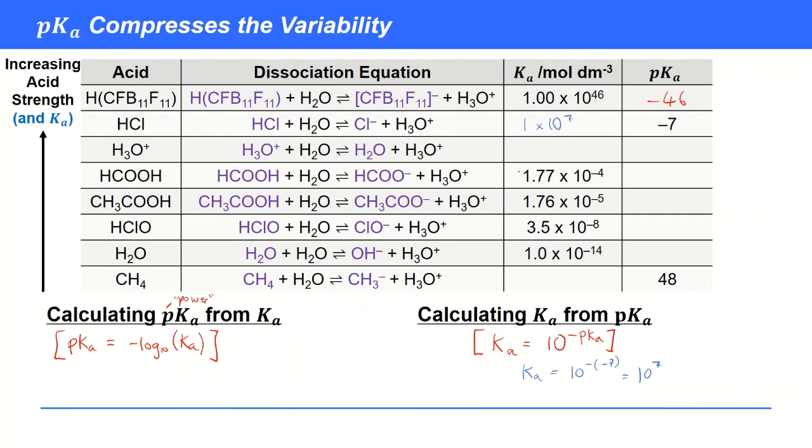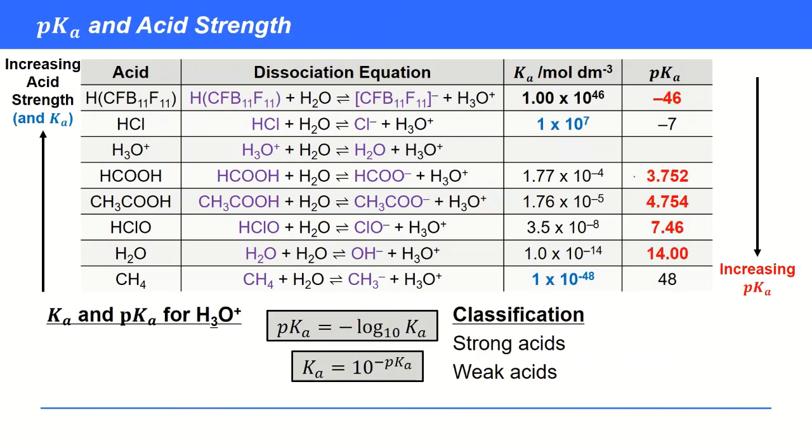And times 10 to the 7. Leave this box blank for now, and just see if you can convert these Ka values into the pKa's and this pKa into the Ka. Well, here's what you should have got. These are the numbers that you should have got in this case.